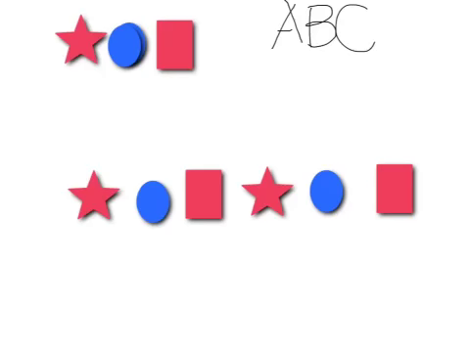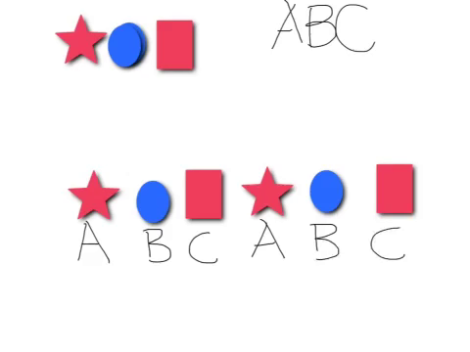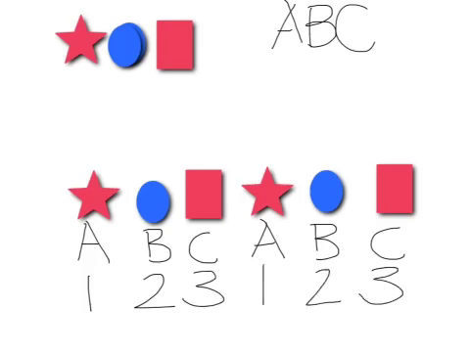So here is my pattern. Star, circle, square. Star, circle, square. This is an ABC pattern. A, B, C. A, B, C. I could also describe it with numbers. 1, 2, 3. 1, 2, 3. Okay, now I'm going to make one more pattern.